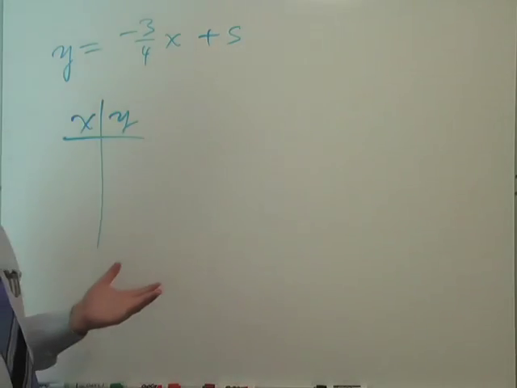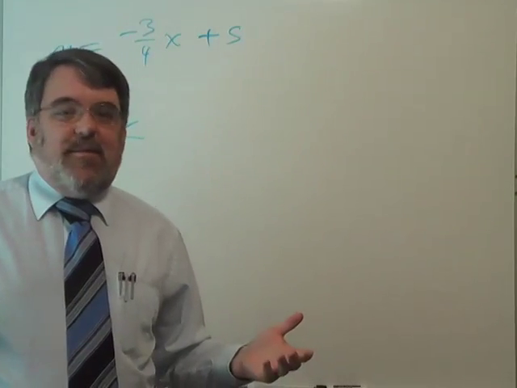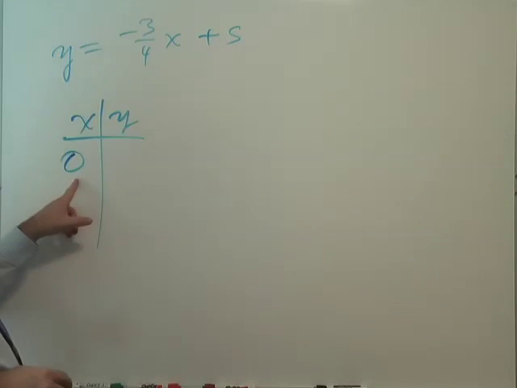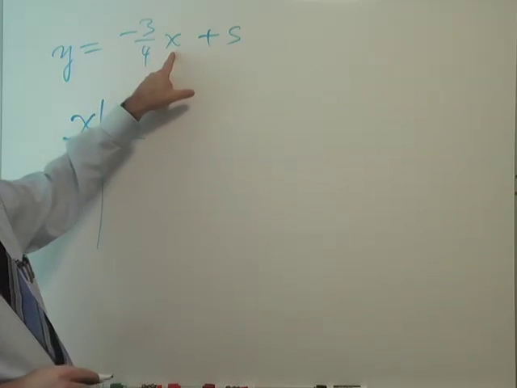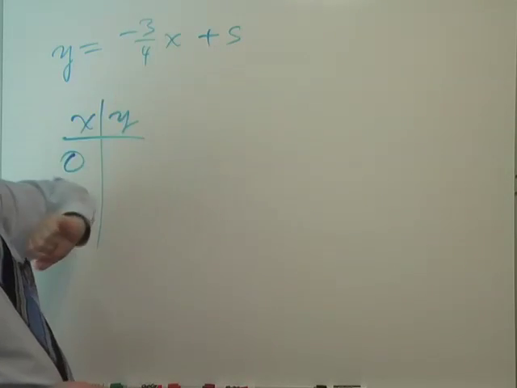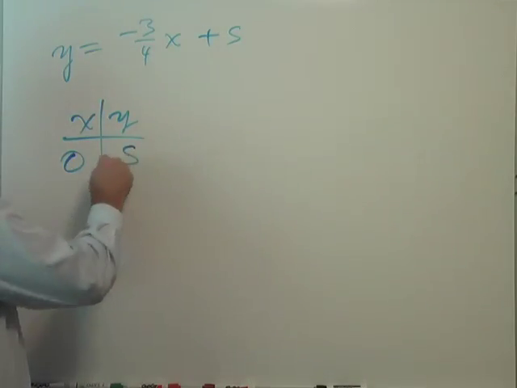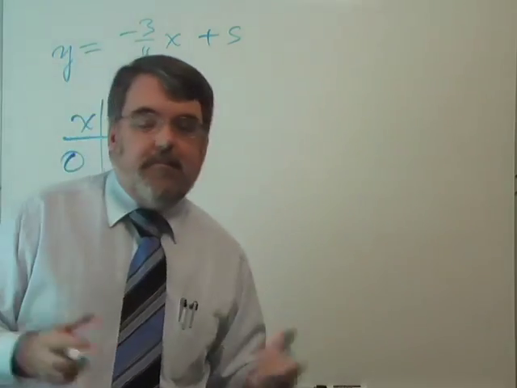And what's the easiest value to calculate with? Some students tell me 1, but I really think it's 0. If x is 0, then y has to be 5, doesn't it? Because 0 times negative 3/4 will cancel. Y is 5. Very simple.